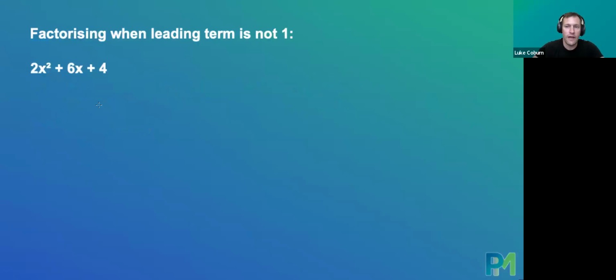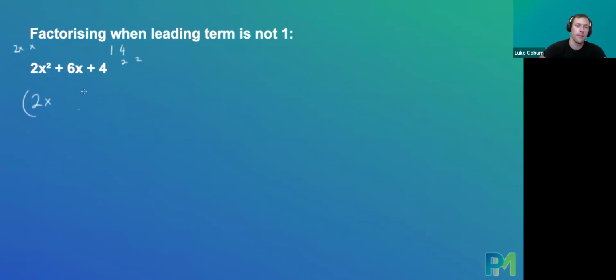Okay, so we have factorizing when the leading term is not a 1. What we do here is look at this number and go, okay, this could be 1 by 4, or it could be 2 by 2. But this first one can be 2x by 1x. In this case, we only have one possibility.